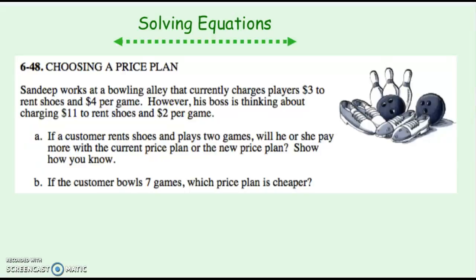Our first problem is 6-48, choosing a price plan. Sandeep works at a bowling alley that currently charges players $3 to rent shoes and $4 per game. However, his boss is thinking about charging $11 to rent shoes and $2 per game. If a customer rents shoes and plays 2 games, will he or she pay more with the current price plan or the new price plan? Show how you know. I would like you to pause the video and try this problem on your own first before I go over an explanation. Pause the video, play when you're ready.